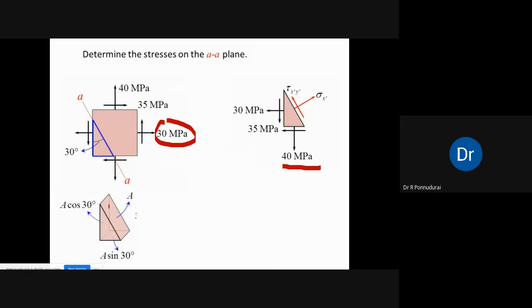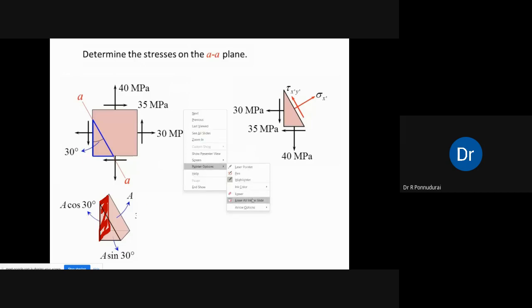This triangular element will have an area, which we call A, suppose. If it is A, then the horizontal portion of this area is going to be A sin 30 because the angle is 30 degrees. And this area will be A cos 30. Do you agree or not? A is the area of the inclined plane. A cos 30 will be the vertical component of the area of the triangular element, and A sin 30 will be the horizontal area component of this triangular element.